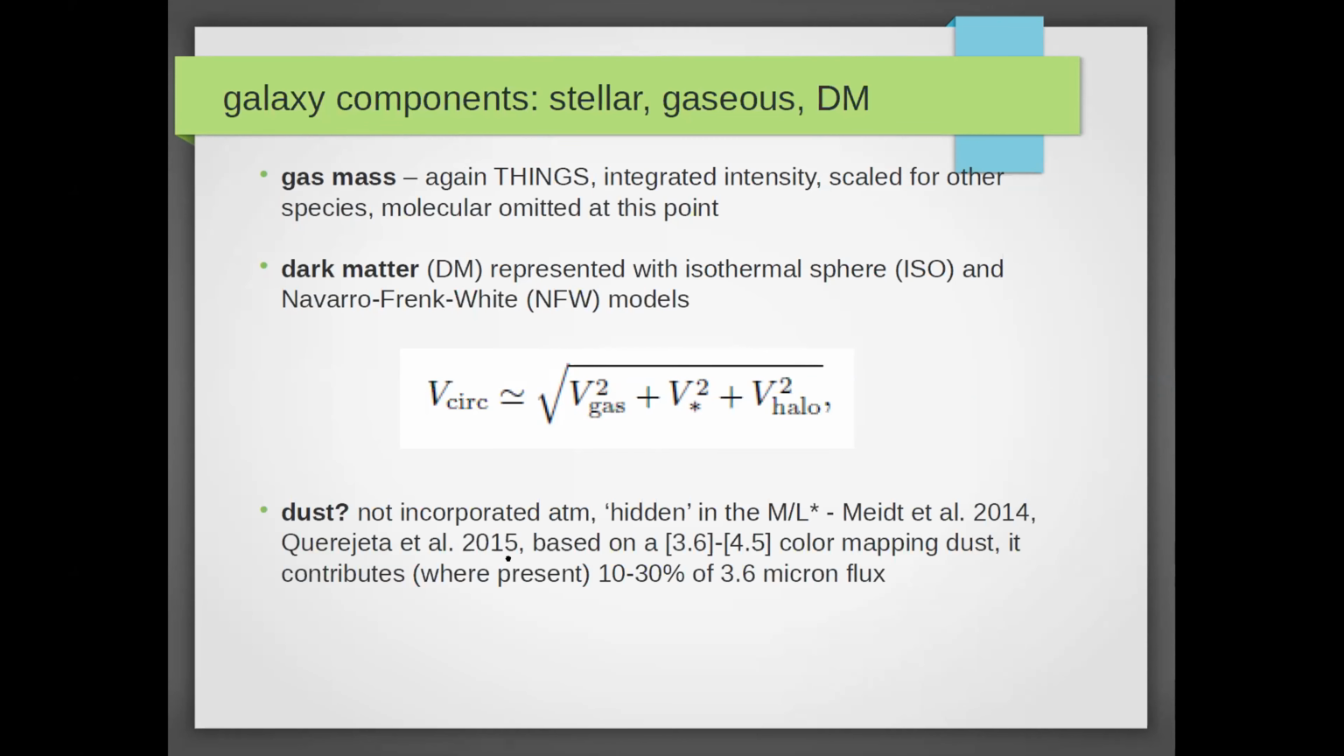Dust is also one of the things that you can incorporate in this analysis, and it's actually possible for this sample to derive a dust map, but it was not. It is one of our future prospects to incorporate this, and we have this nice result from the mentioned papers that says it contributes from 10 to 30% to the 3.6 micron flux.